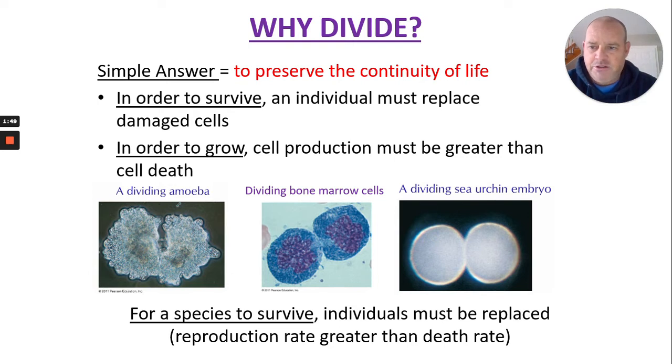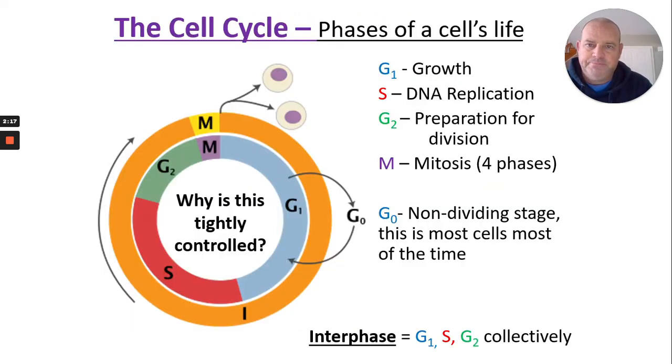So a couple pictures here. There's a dividing amoeba right there, dividing bone marrow cells, dividing sea urchin embryos. So lots of different types of cells are going through mitosis. For a species to survive, individuals must be replaced, right? So reproduction rate greater than death rate, and that kind of goes along with cells, right? If you're going to grow and if you're going to survive, then your new cell rate has to be greater than your cells that are dying.